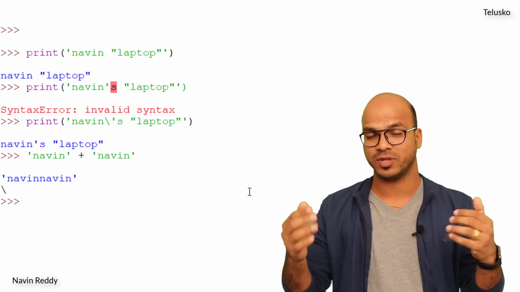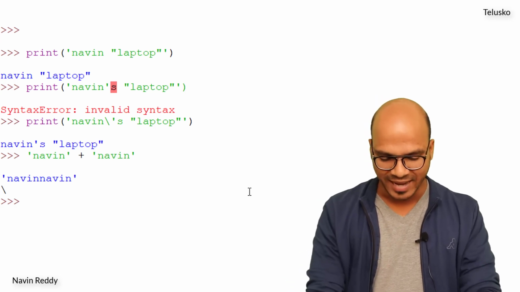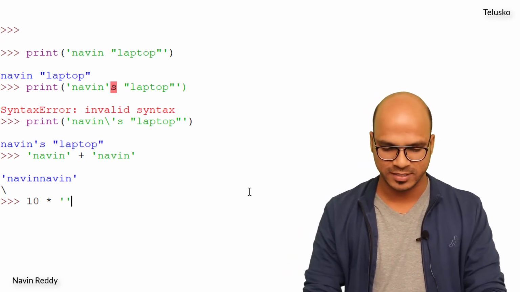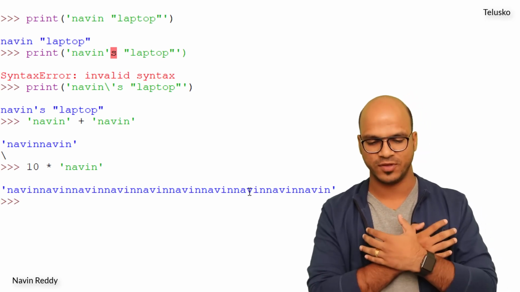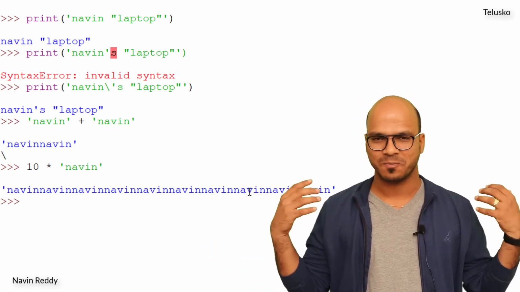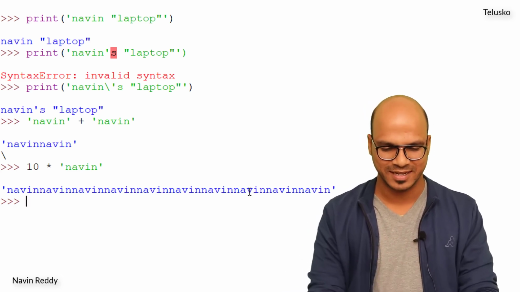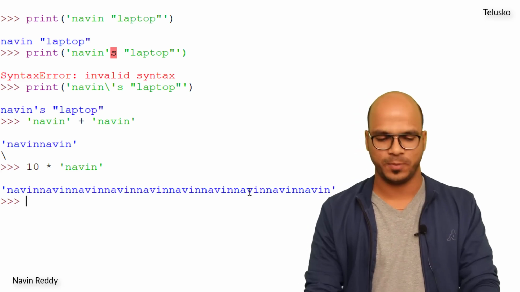What if I want to print Navin 3 times or 10 times? In that case, you can play with numbers as well. So you can say 10 into, in single quote you can say Navin and say enter, you can see we got Navin 10 times, yeah? So Python is fun actually, you can play with it, you can do some experiment. That's amazing.